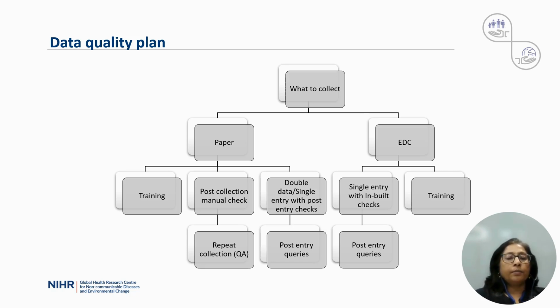If it is a paper form, you have a chance to do a post-collection manual check, which I mentioned. But you may skip this, or you might do this check only on a small portion of the population, which is a subset of the population. You might want to do a repeat check. You might choose a double data entry, or you might choose a single data entry with post-entry checks. And in an electronic data capture, typically it is always single data entry and training is needed.